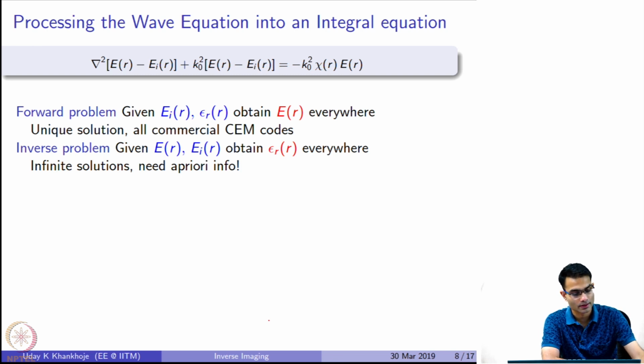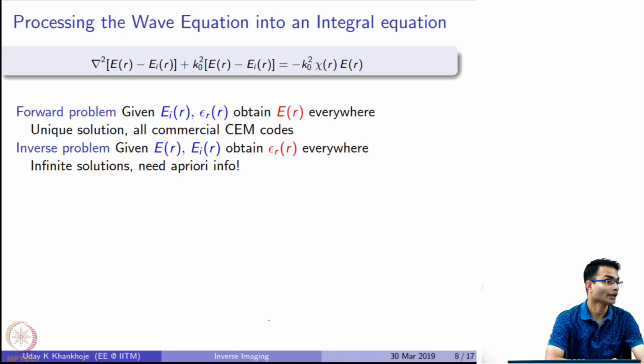And this is a real challenge of this problem. The forward problem gives me unique solutions, and the inverse problem on the other hand has infinite solutions, and we will see mathematically why there are infinite solutions. So, imagine why this is a challenging problem. You have infinite possible values of epsilon r which are giving you the same scattered field. That is what infinite solutions means.